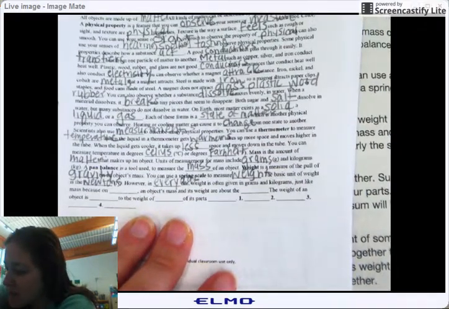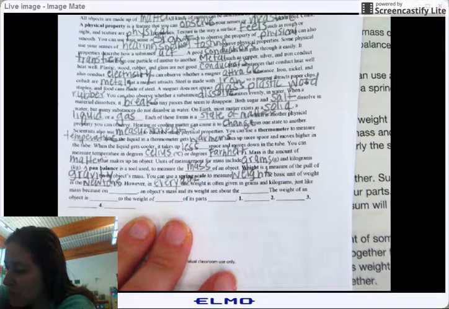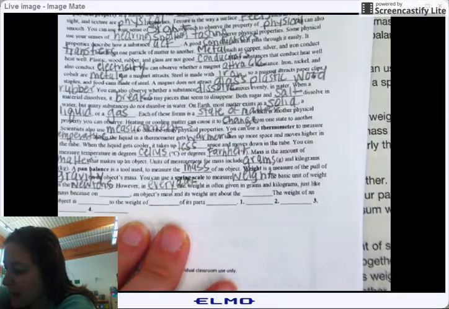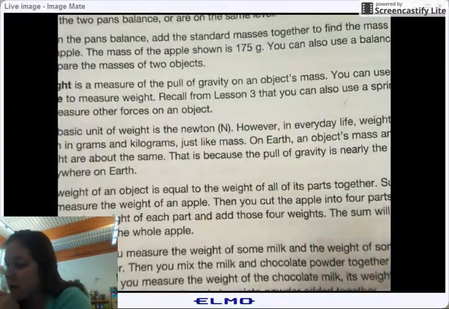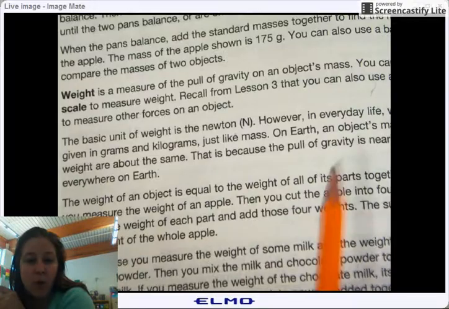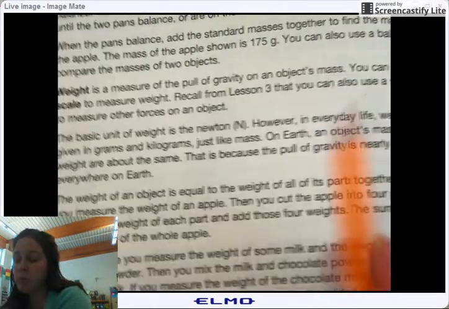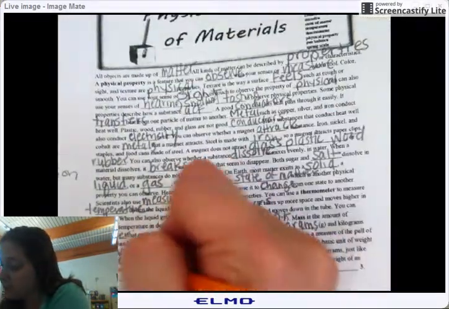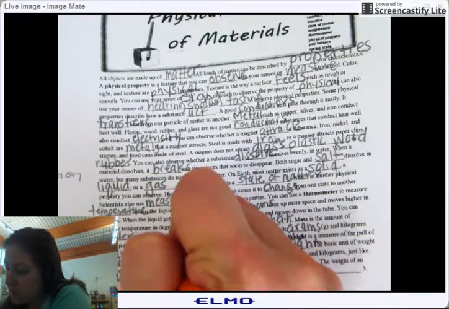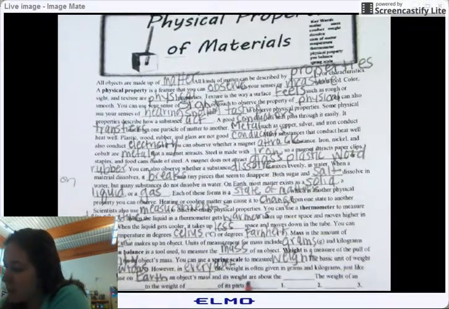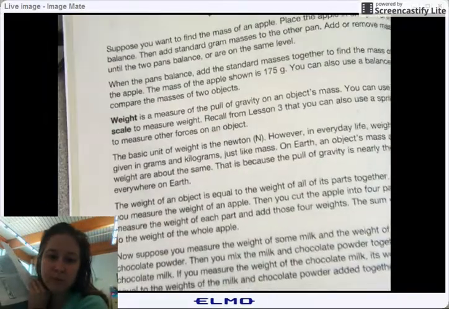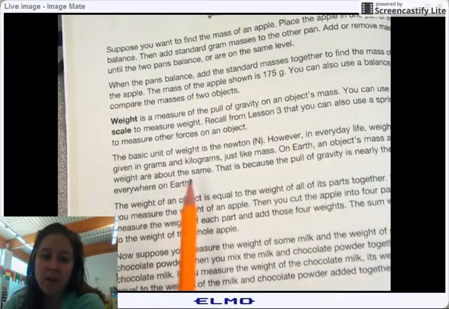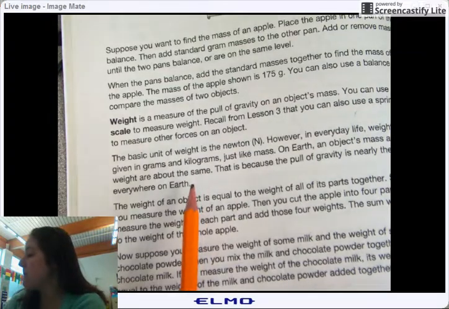Just like mass, because on Earth an object's mass and weight are about the same. Where are we living? We live on Earth. An object's mass and weight are about the same. Make sure you write that.